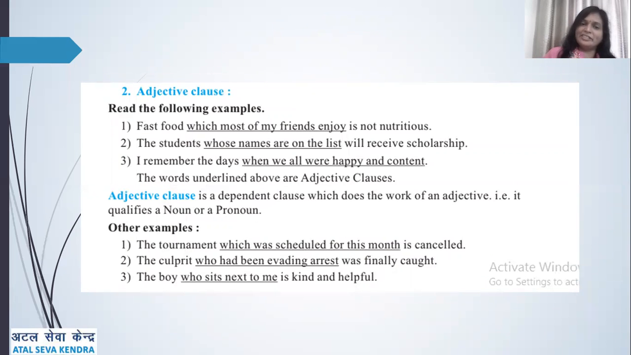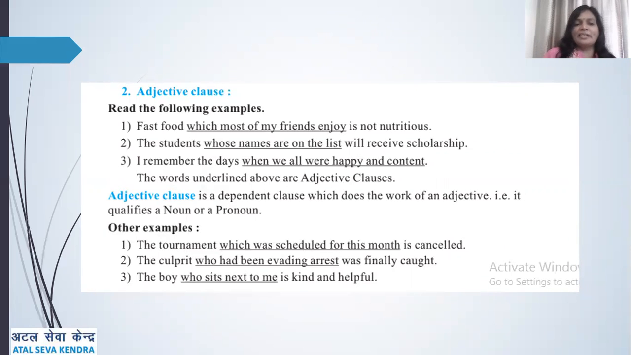We also have adjective clause. We just saw one example earlier. Read the following examples. Fast food, which most of my friends enjoy, is not nutritious. Fast food is not nutritious. Which most of my friends enjoy is the group of words which conveys more about fast food. The students whose names are on the list will receive scholarship. I remember the days when we all were happy and content.